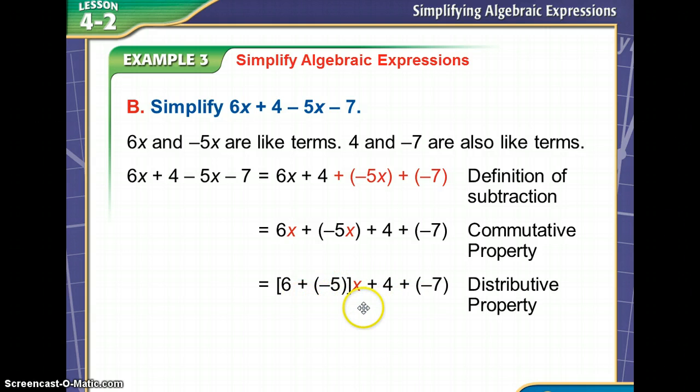Here you can see they're starting to combine things. Okay, 6 minus 5 gives you 1, so you end up with 1x. 4 plus a negative 7 gives you a negative 3, so you can write this as x minus 3.